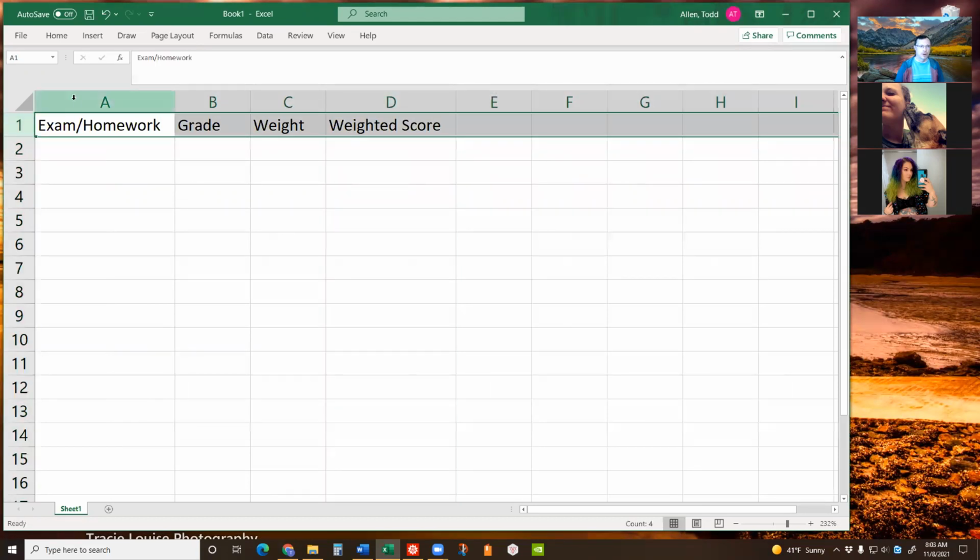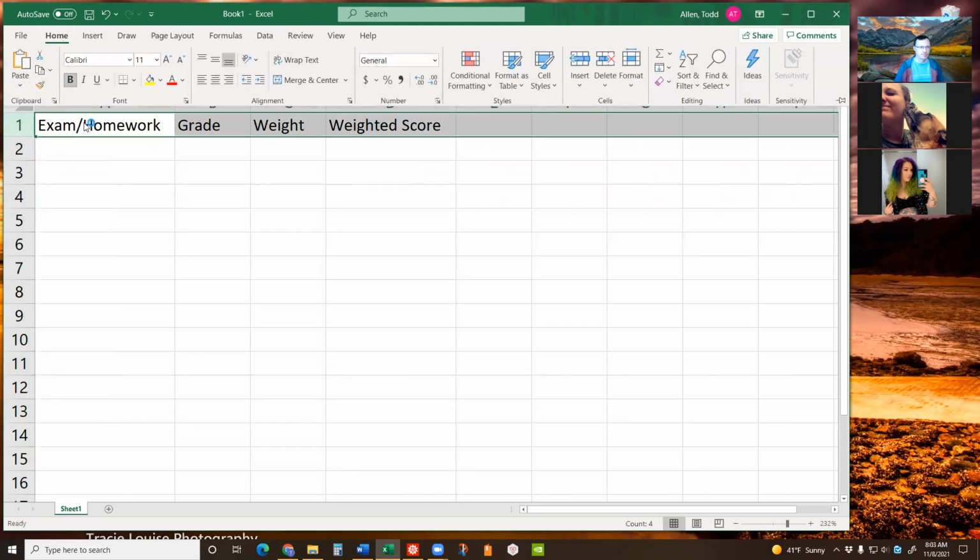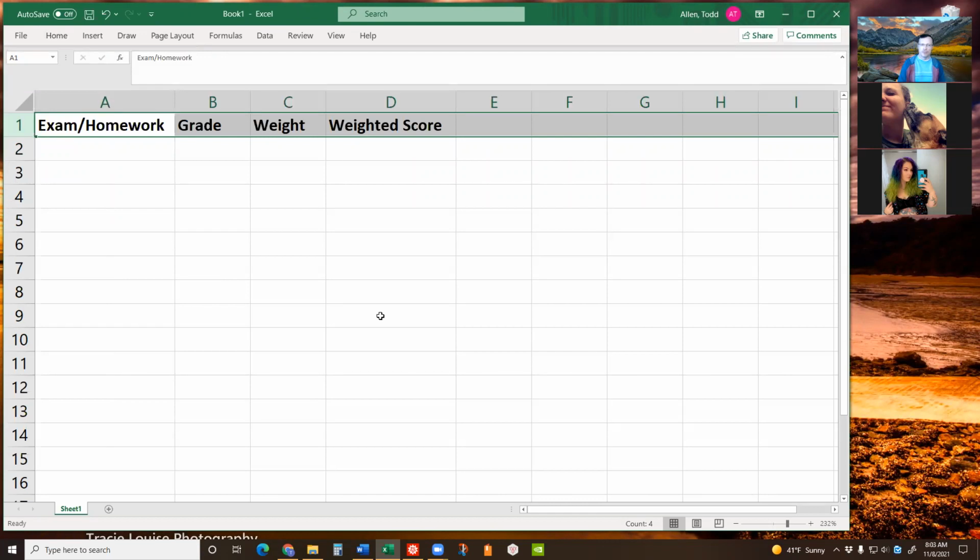Okay, so we're going to have 4 columns of information. First column is going to be a listing of the exam or homework. Second column will be the grade you've earned. Third column will be the weight. Fourth column will be the weighted score.